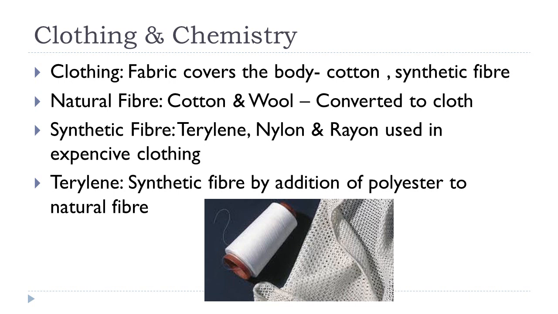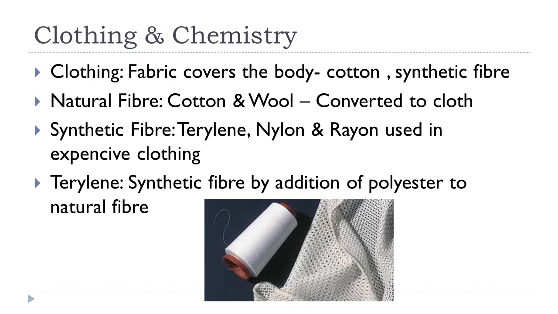And next we are going to learn about terylene. What is terylene? It is a synthetic polyester fiber or fabric formed by addition of polyester to the natural fiber. For example, cotton. Cotton is a natural fiber. So, terylene means it is a synthetic polyester.